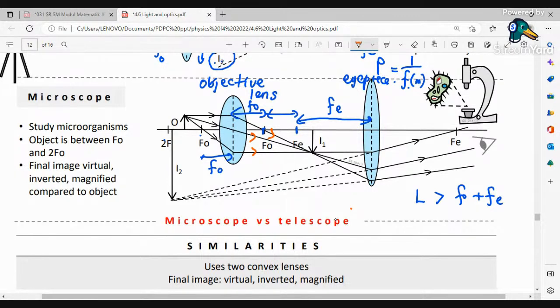Okay, so the light rays here meet at this point, which means the image will form here. We mark it as I1. The characteristic of I1 is real, inverted, magnified. Nampak tak ini? Okay. Now I1 will become the object for the eyepiece.